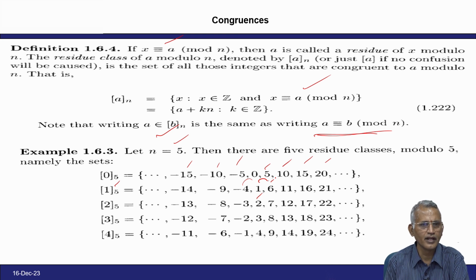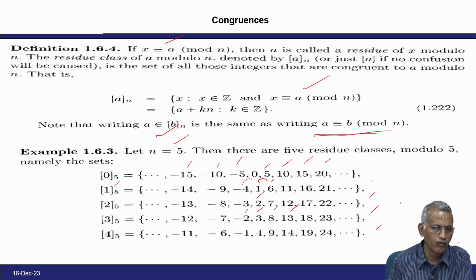Similarly, you go to 3, and under congruence modulo 5, 8 divided by 5 gives 3, 13 divided by 5 gives 3, and so on. So it goes like that. Similarly, you take the number 4, 4 modulo 5 is 4, and 9 divided by 5 gives remainder 4, therefore 9 is congruent to 4, minus 1 is congruent to 4 and so on. So this way we can express the congruence relation.